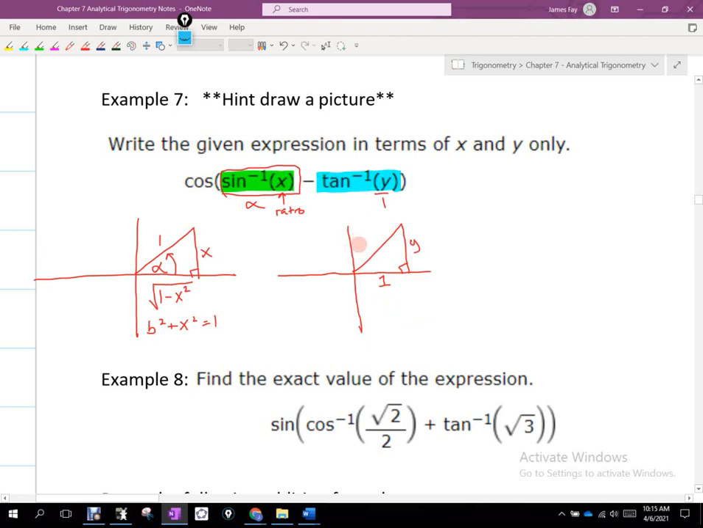Pythagorean Theorem tells me that this distance here is the square root of 1 plus y squared, right? That function produces an output that is an angle. It's that angle right there. I'm going to call it beta. So what this really turns into is cosine of alpha minus beta. Does that make sense?